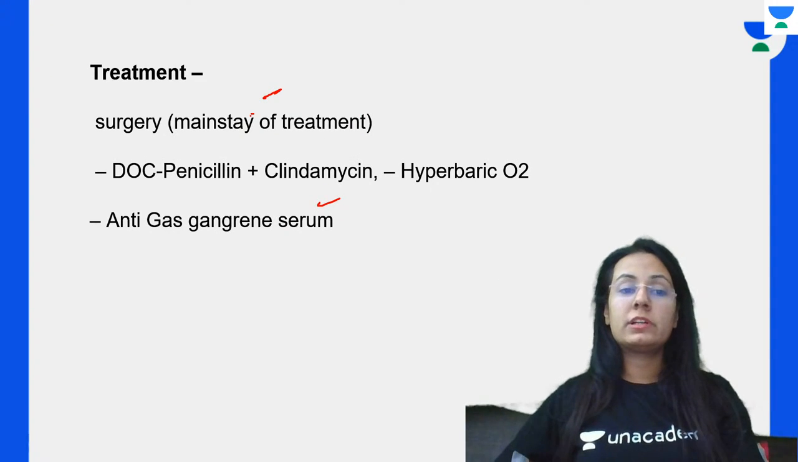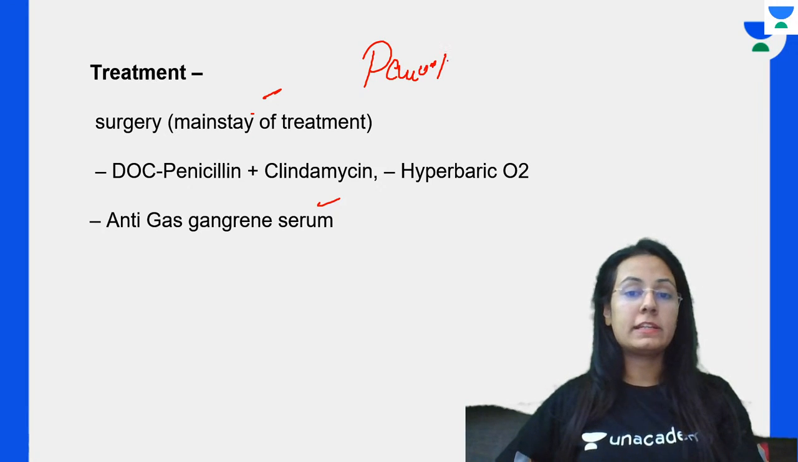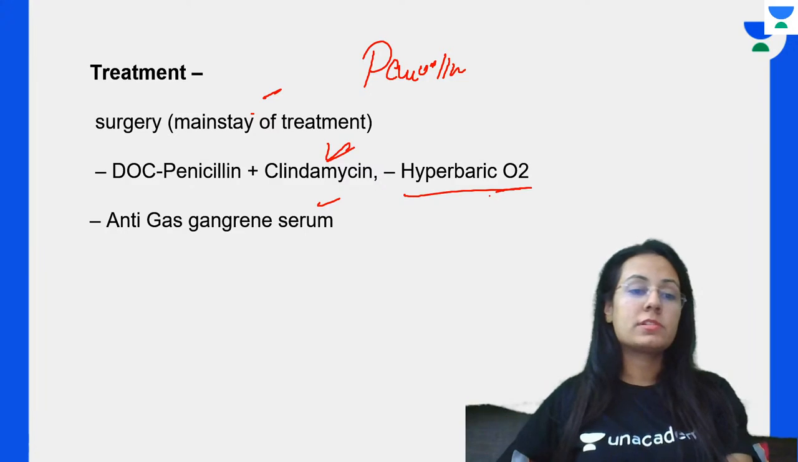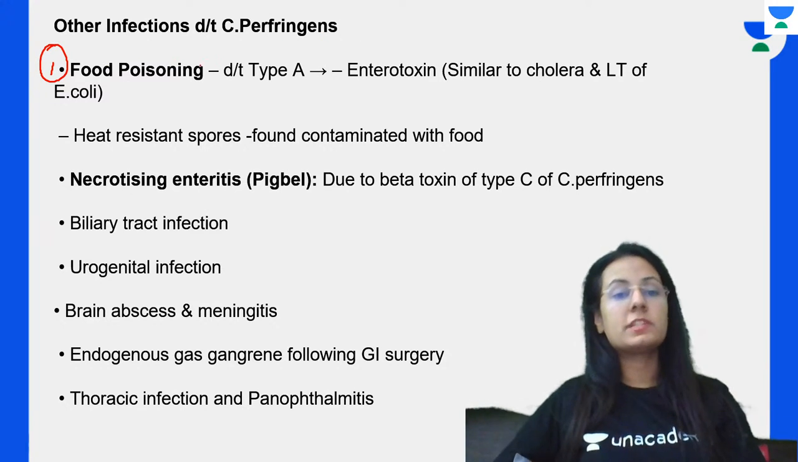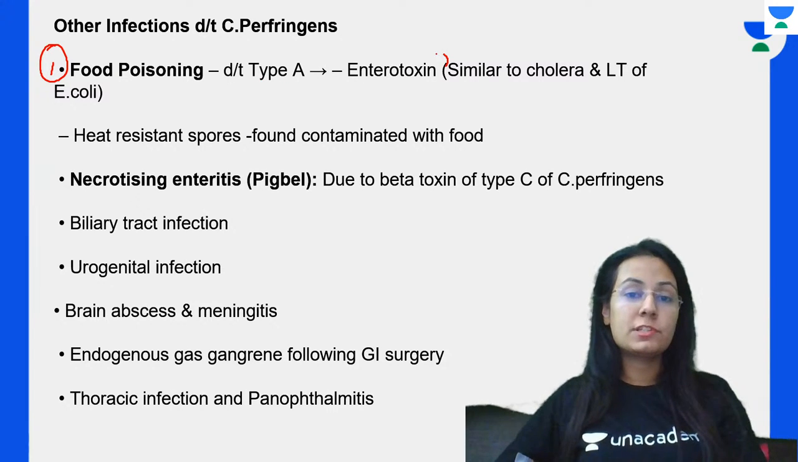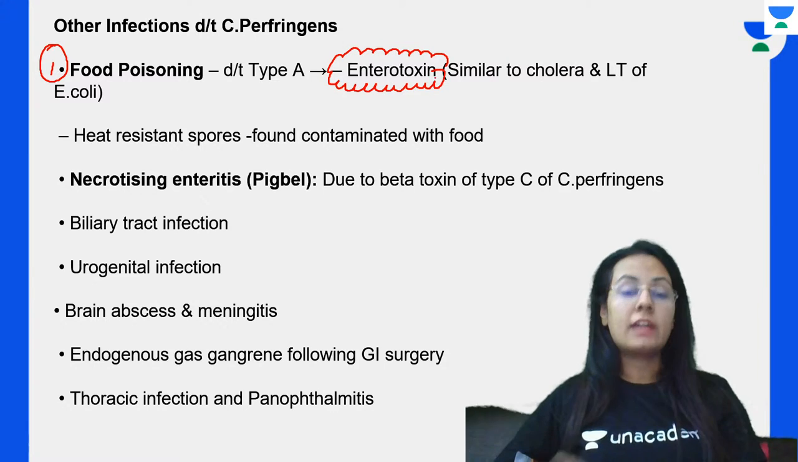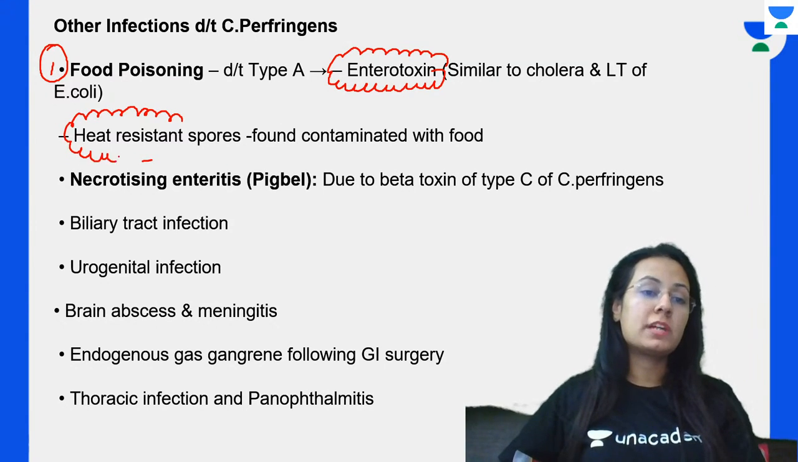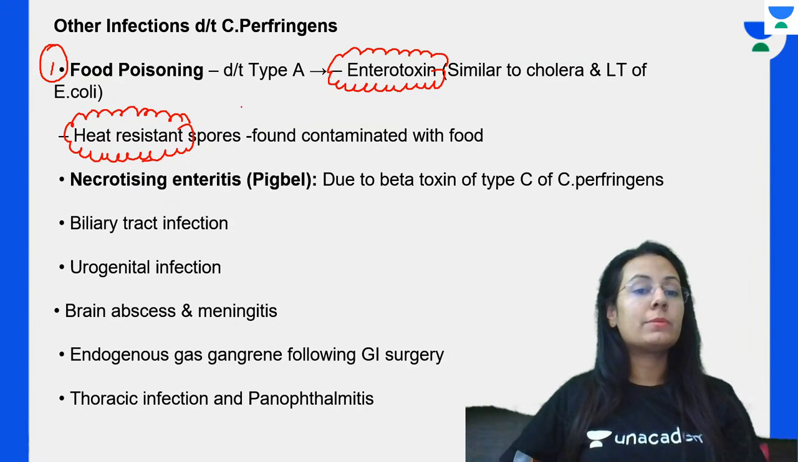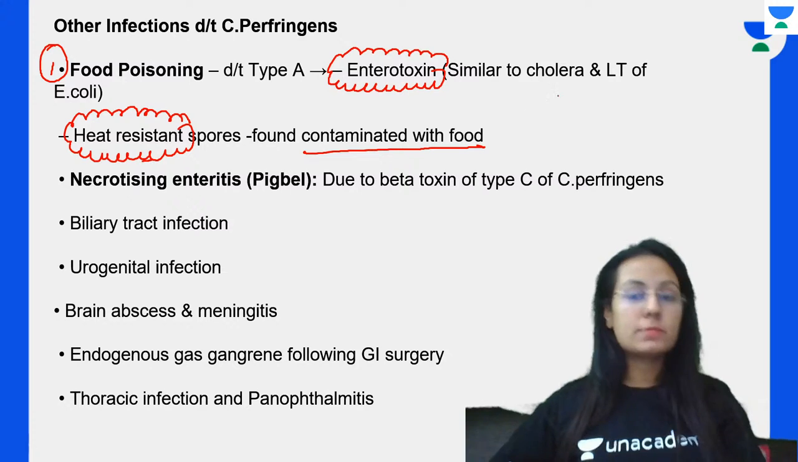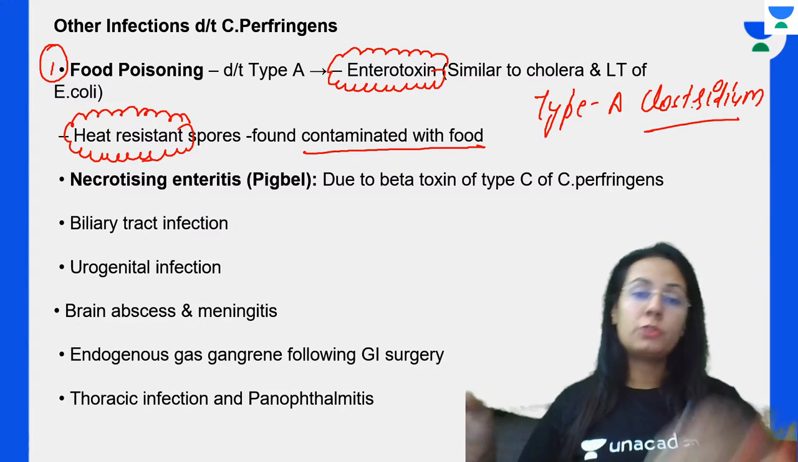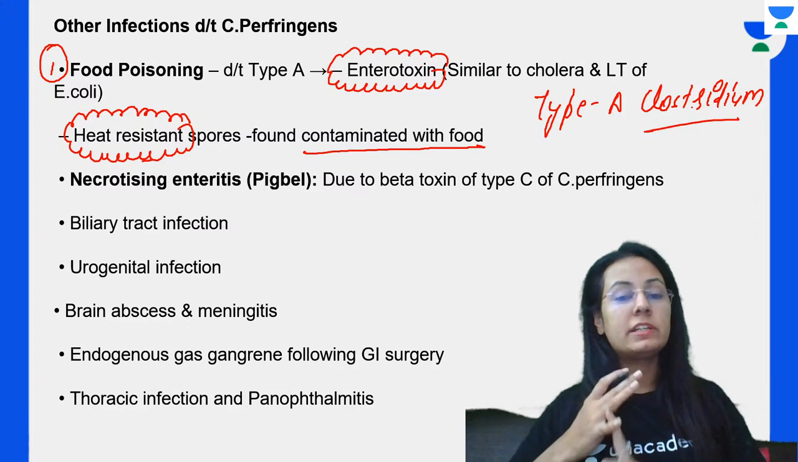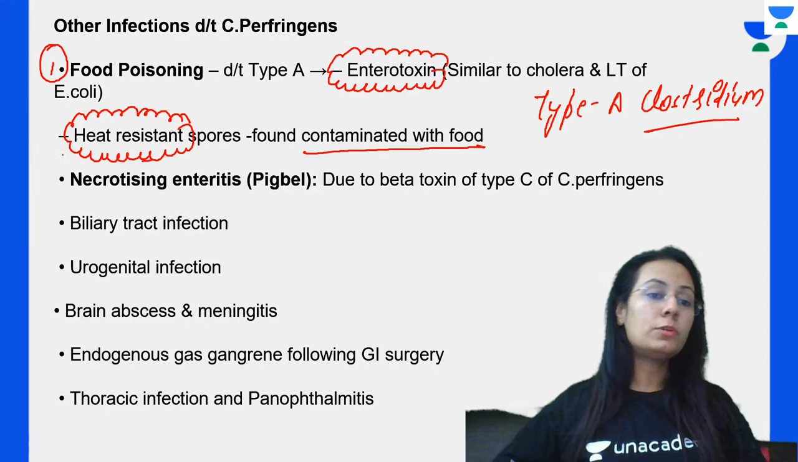Now, treatment is mainly surgery for gas gangrene, and the drug of choice is penicillin and clindamycin with hyperbaric oxygen. Other infections caused by Clostridium perfringens: first is food poisoning by type A Clostridium perfringens, which produces an enterotoxin. And the spores, as I already told, are heat resistant. They are not killed, unlike the spores of other Clostridium, at 100 degrees Celsius. So they contaminate the food. Food poisoning is caused by type A Clostridium perfringens. They are heat resistant, causing food poisoning.